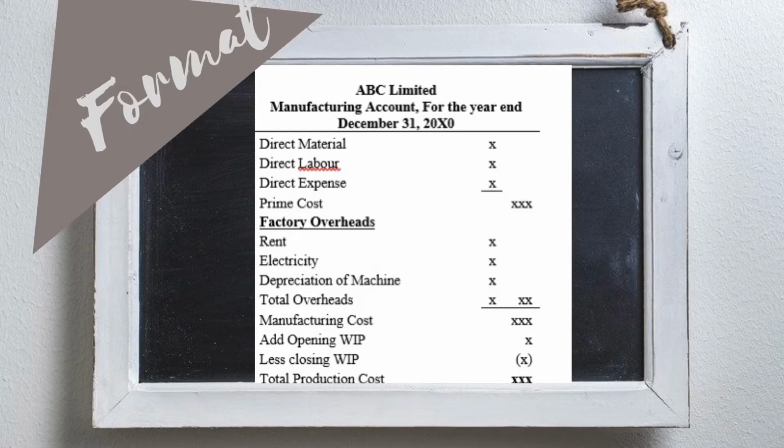Now we're looking at the format of the manufacturing account. We have some variable costs, which make up the prime cost: direct material, direct labor, direct expense, and we would add the factory overheads to the prime cost in order to get the manufacturing cost. The factory overheads are all expenses that are related to the production of the product. When we do get the manufacturing cost, then we add the opening work in progress and subtract the closing work in progress. And that final figure would be the total production cost.